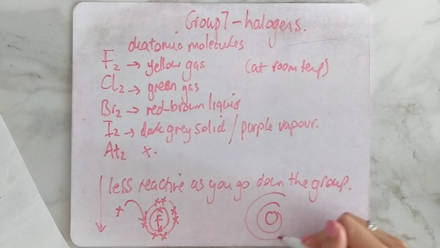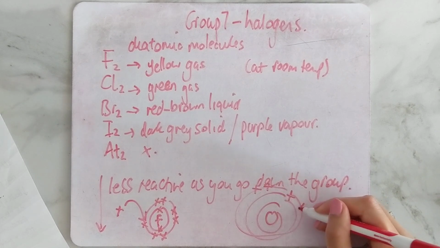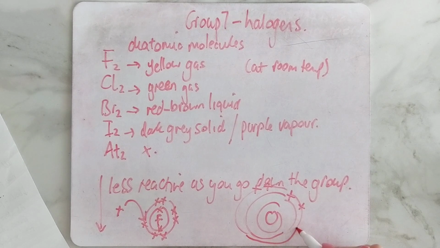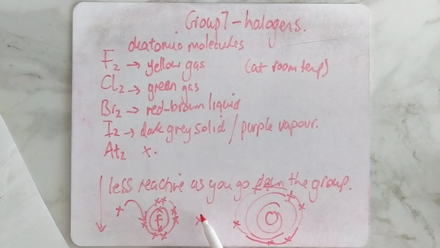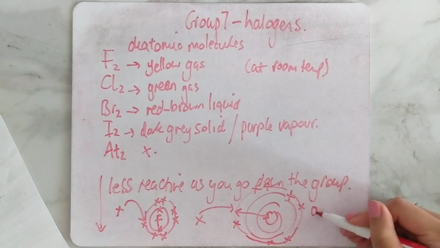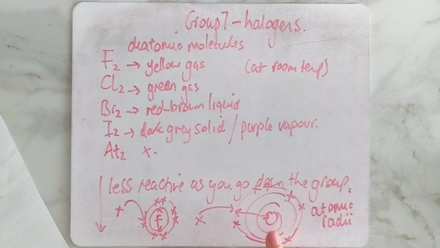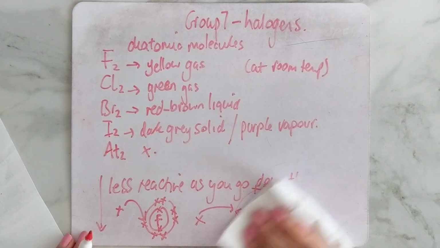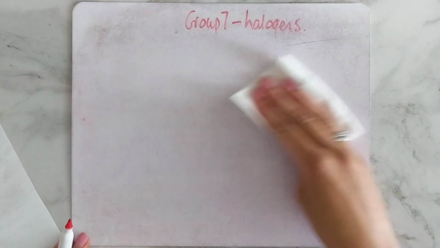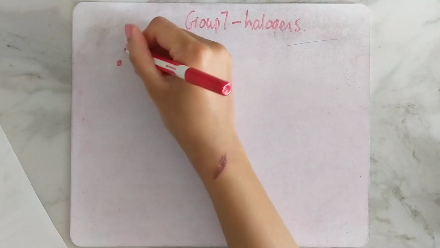Whereas if I'm looking at iodine, which has more shells, and the 7 electrons in the outermost shell, need one more, it's going to be harder for this extra electron to join on because you've got a bigger distance, a bigger atomic radius, or bigger distance between the positively charged nucleus and the negatively charged electron. And that's why reactivity decreases down the group. Okay, so they have high melting and boiling points.